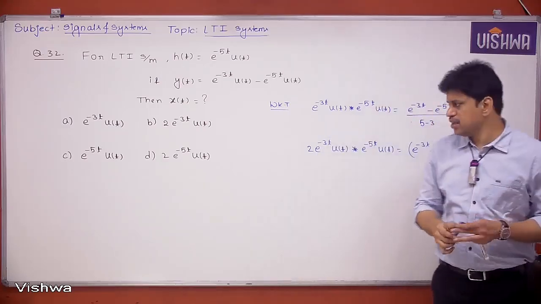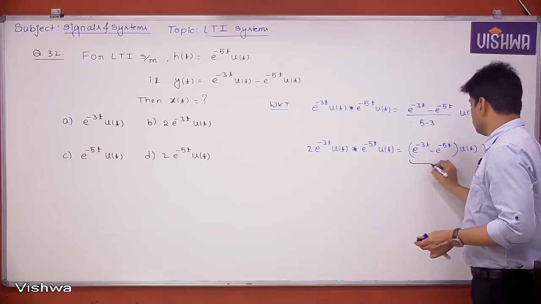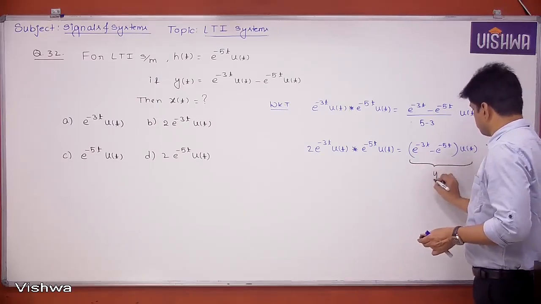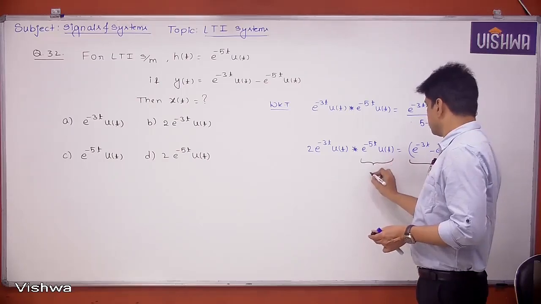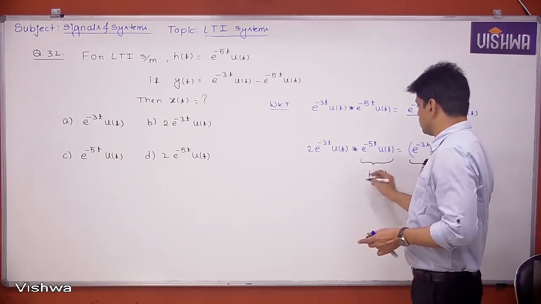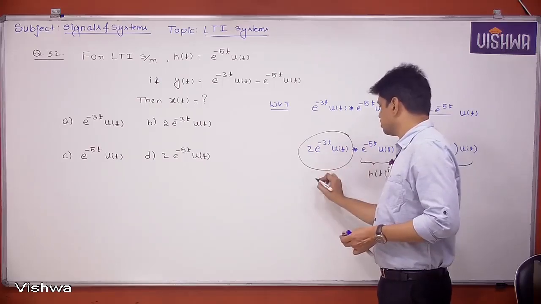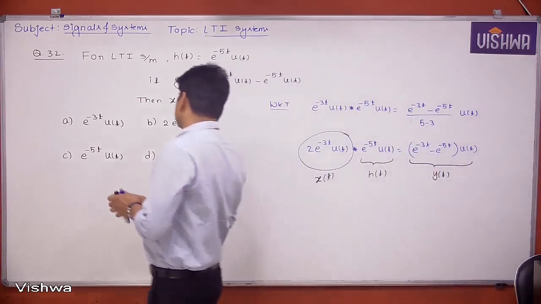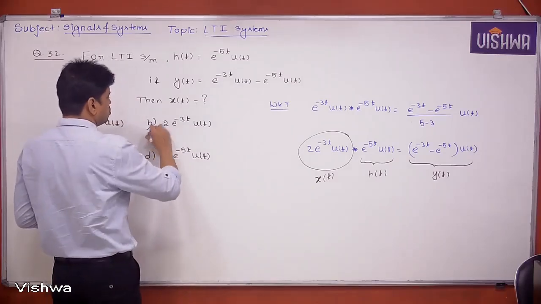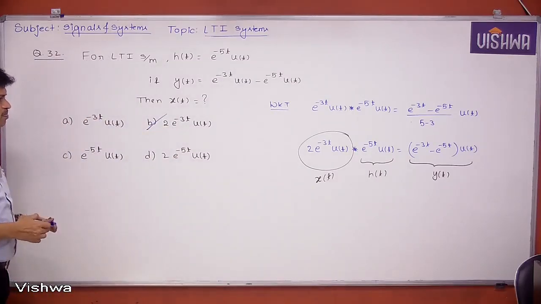They said this is the output y of t, and this is the h of t. Then what is this going to be? This is going to be the x of t. So finally the answer is x of t is equal to 2 e power minus 3t u of t. Okay, take it.